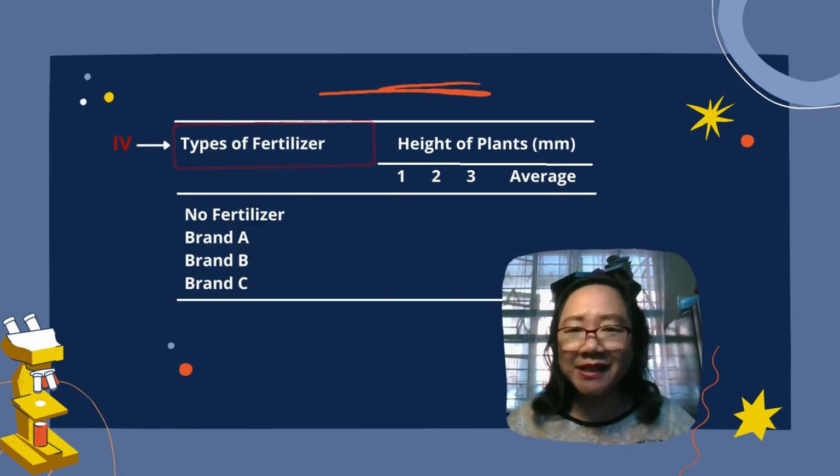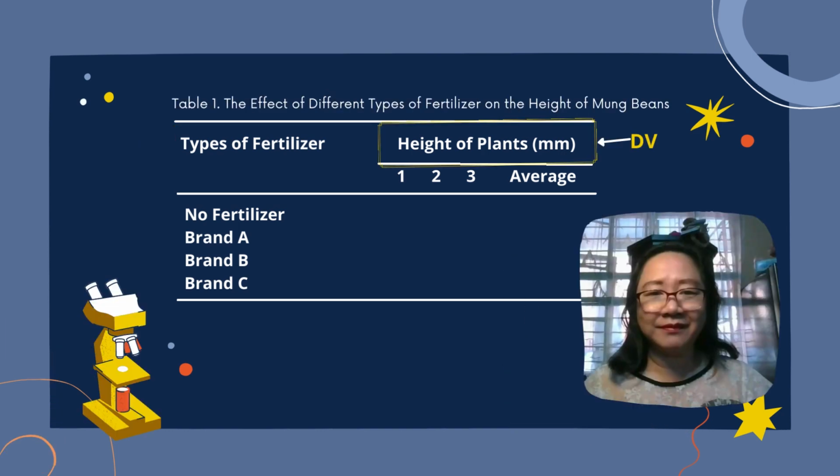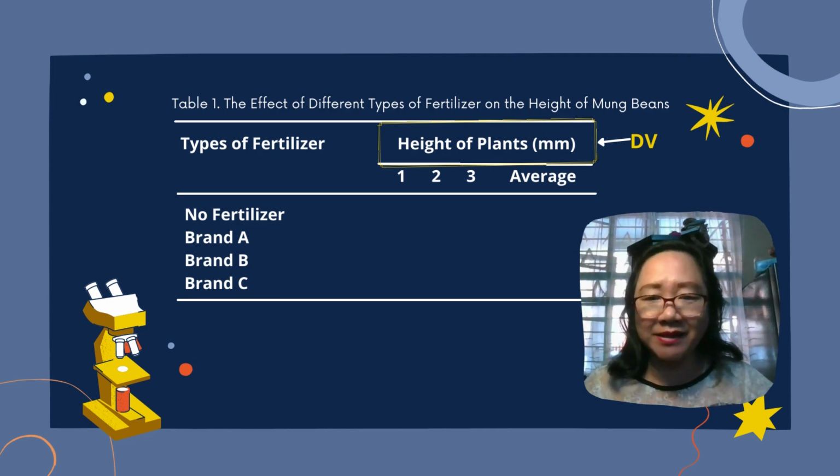For instance, in this table, what is our independent variable or IV? It is the type of fertilizer, and type of fertilizer is situated in the left column of the table. Also, our dependent variable or DV is situated across the top of the table, which is the height of plants.